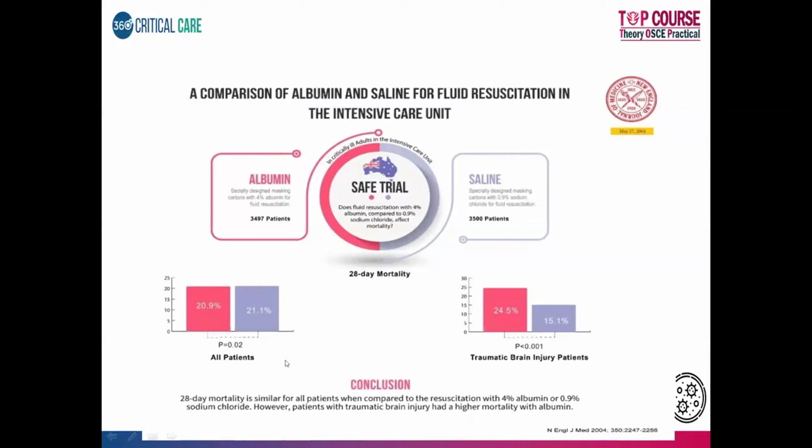There are two patient groups also. One is all the patients who have been admitted to critical care units, and the other group was only the TBI patients. So what did the results tell? They showed that the 28-day mortality is similar for all patients whether resuscitated with albumin or 0.9% sodium chloride, so there was no statistical significance. But in the TBI patients, the 28-day mortality in the albumin group increased. So we should not use albumin for resuscitation in TBI patients.